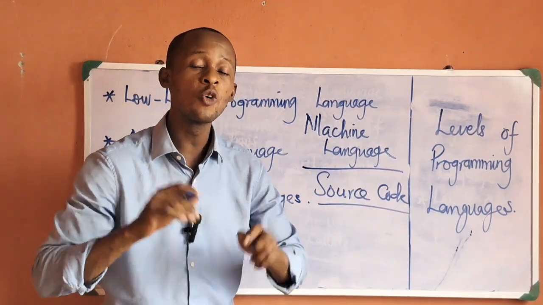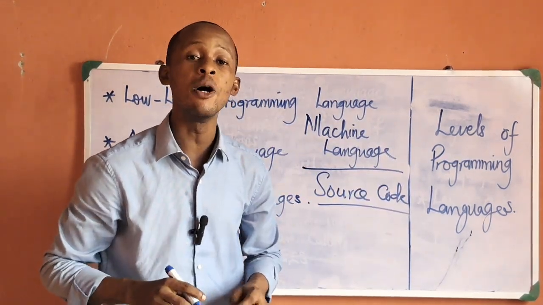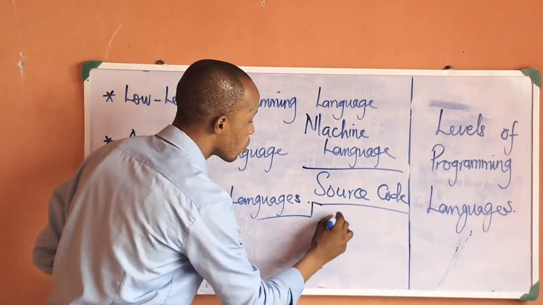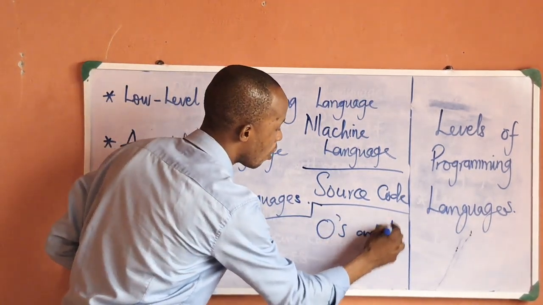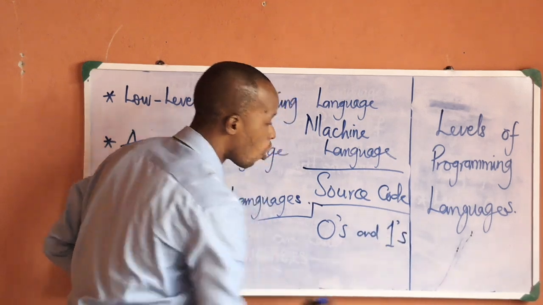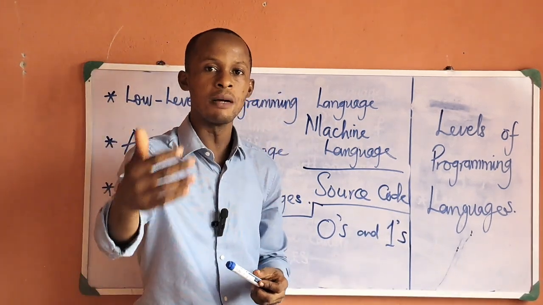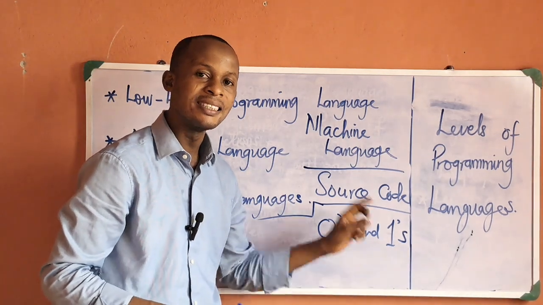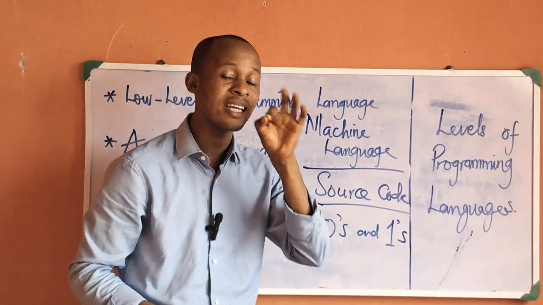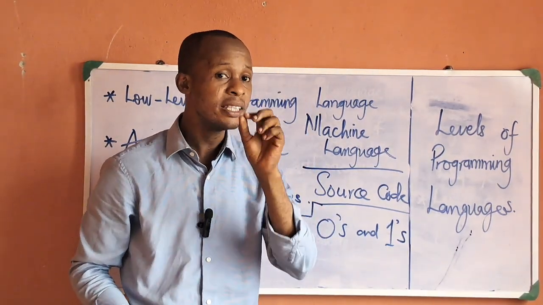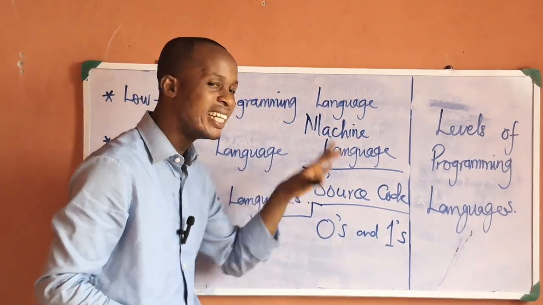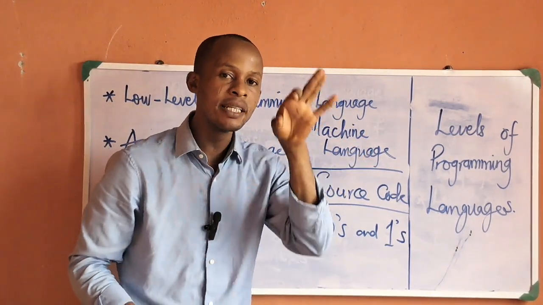In mathematics, we call them binary numbers. Binary numbers are numbers in base 2, zeros and ones. So, computer programs can be written in 0s and 1s, and this is the only language that the computer understands. I repeat, this is the only language the computer understands. And that is why we call it the native language of the computer.